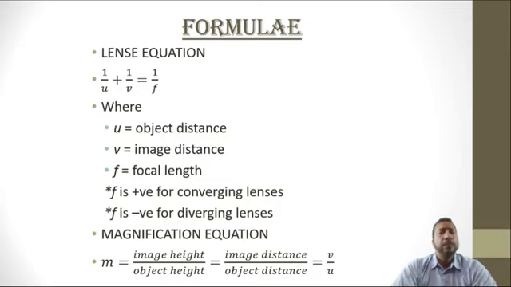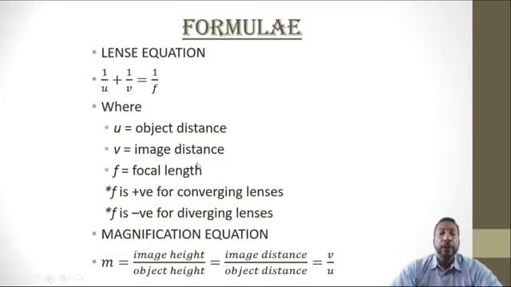And it goes like this. Alphabetically, u comes before v. And realistically, u, which stands for the object, must exist before we have the image, which is v. So that's how I remember that u is object and v is for image.